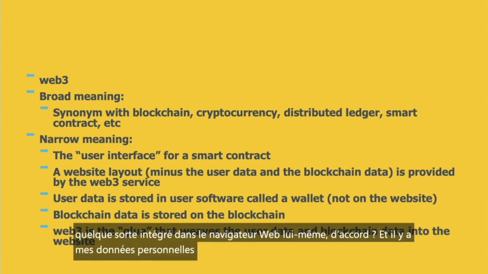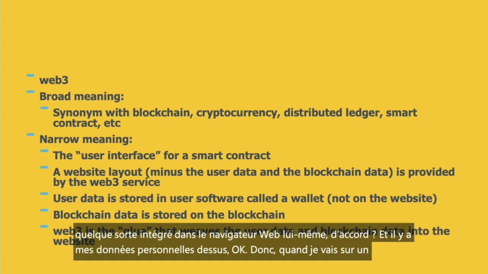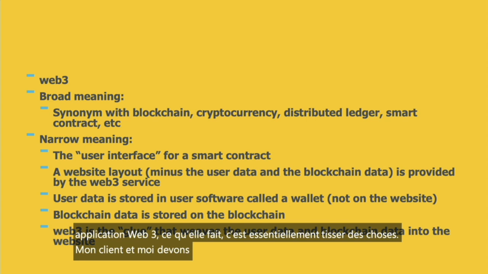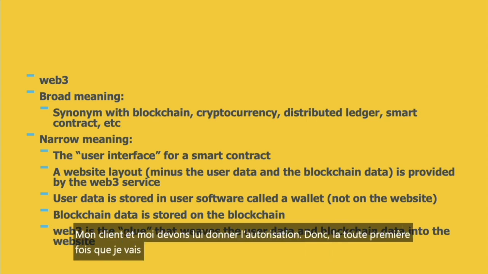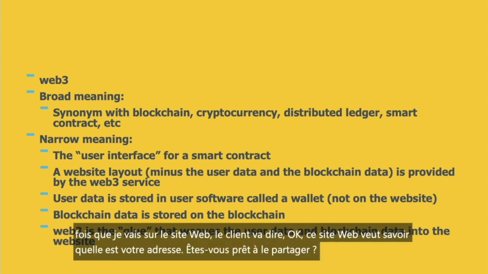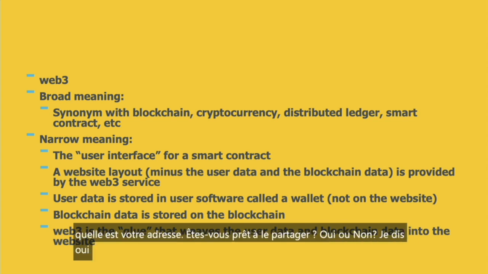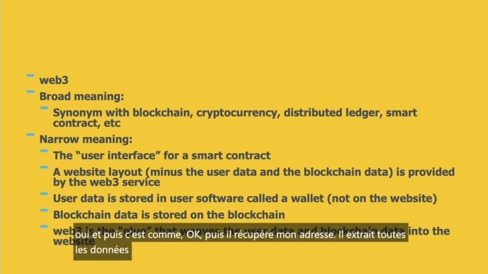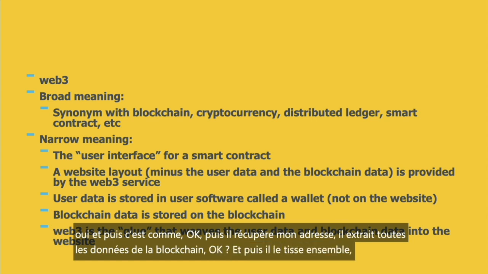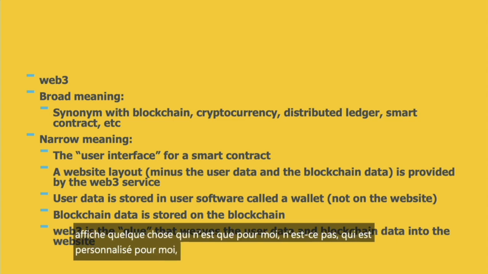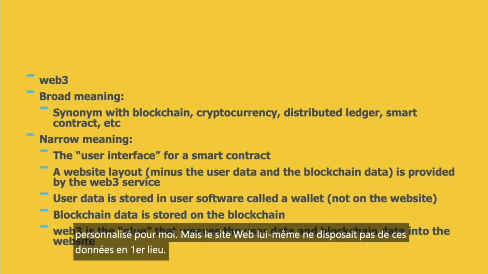So when I go to a Web3 app, what it's doing is it's basically weaving stuff from my client, and I have to give it permission. So at the very first time I go to the website, the client's going to say, okay, this website wants to know what your address is. Are you willing to share it, yes or no? And I say yes, and then it pulls my address in, it pulls all the data in from the blockchain, okay, and then it weaves it together, and then it displays something that's only for me, right? That's personalized to me. But the website itself didn't have that data in the first place, okay? So it's all being constructed client-side on my browser, more or less.